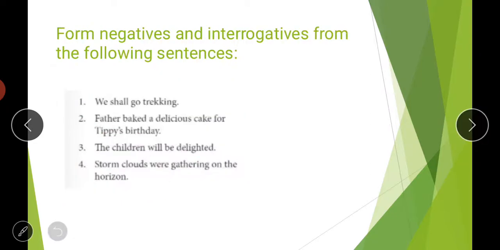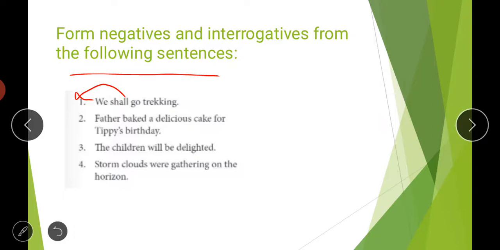Form negatives and interrogatives from the following sentences. Now simple sentences are given to you, and what you have to do is make negatives and also interrogatives from these sentences. If you want to make an interrogative, you will put the helping verb at the start, before the subject.